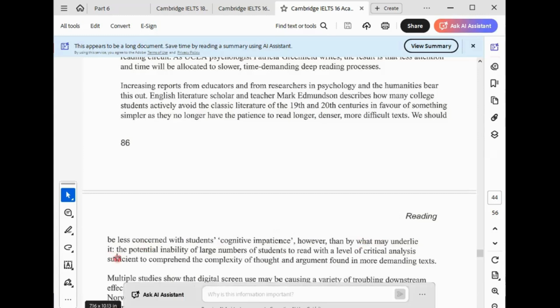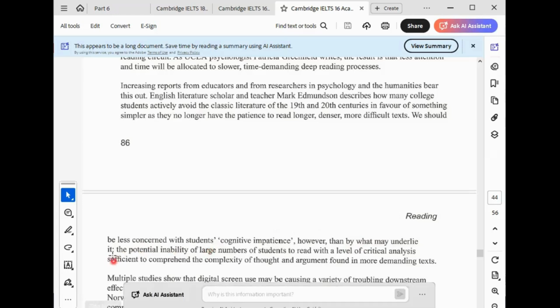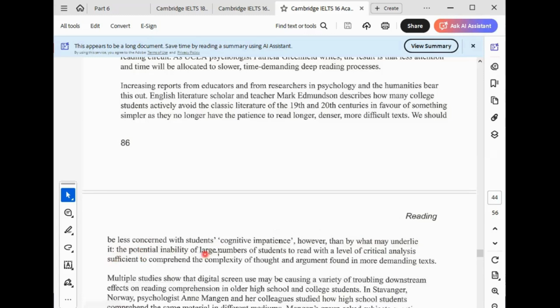What is at the foundation of that? What is the main root? What is the root cause? That's what he's saying. What may underlie it? The potential inability of large numbers of students to read with a level of critical analysis. There's a colon here, and a colon means I want to explain what is underlying it. That's it. That's what is underlying it.